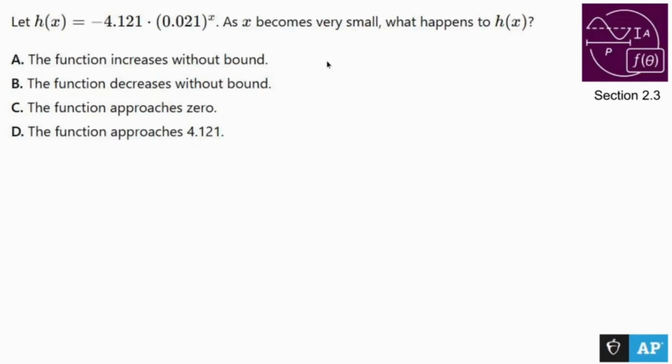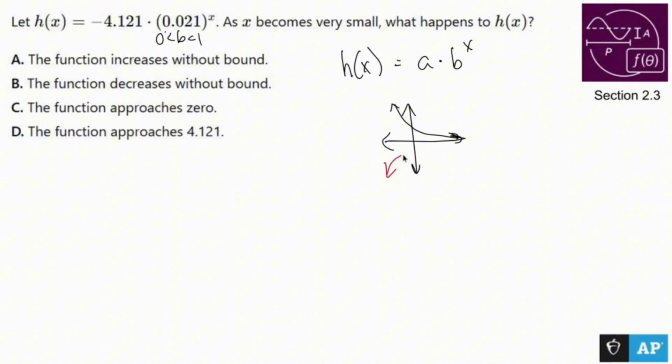Now what we have here is an exponential function, and it's in the form a times b to the x. Now, a is a negative number, which means whatever we have is going to be reflected over the x-axis. But what we need to look at first before we do the reflecting is notice that this number b is in between 0 and 1. So normally, if a was positive, it would look like this. But since a is negative, you're reflecting it over the x-axis, so our actual graph is going to look like this. So red is what we want.